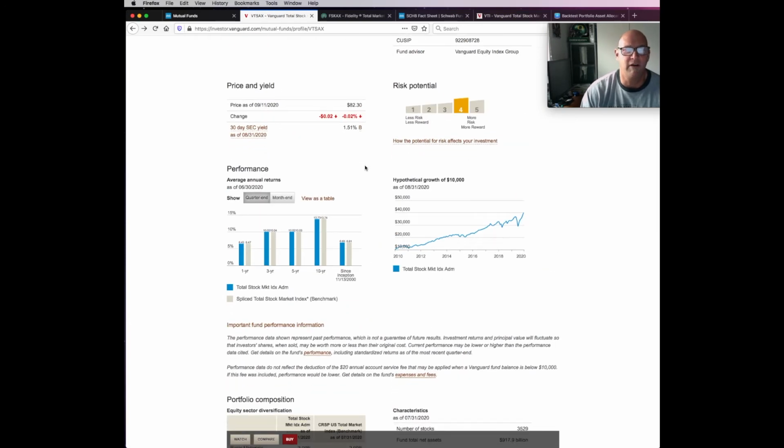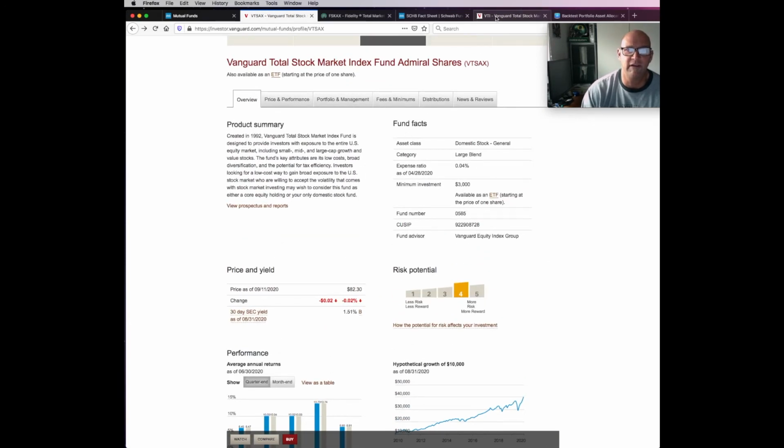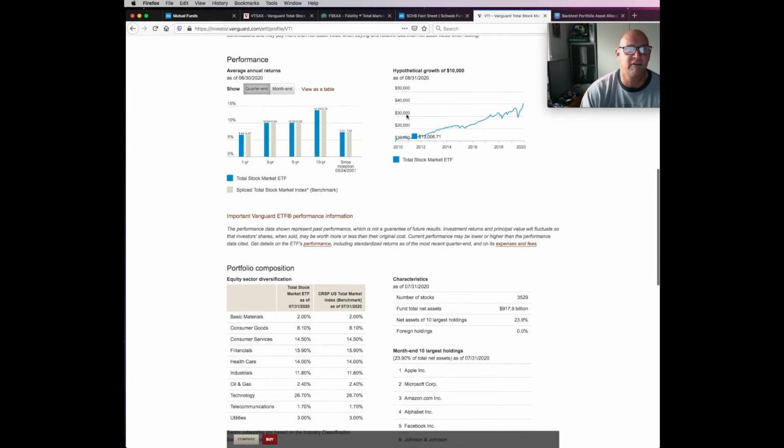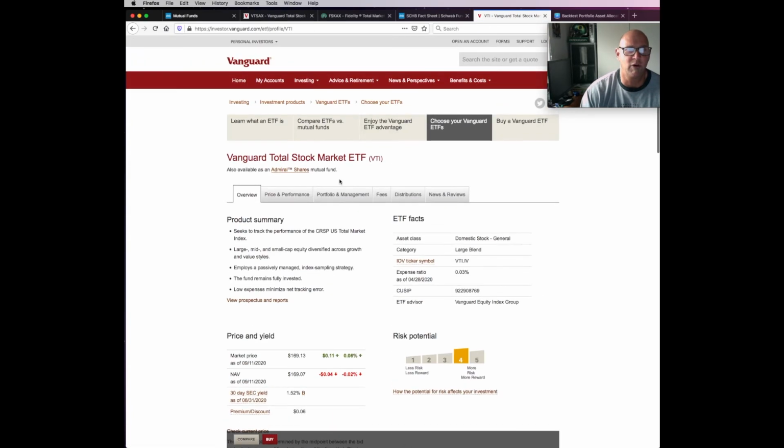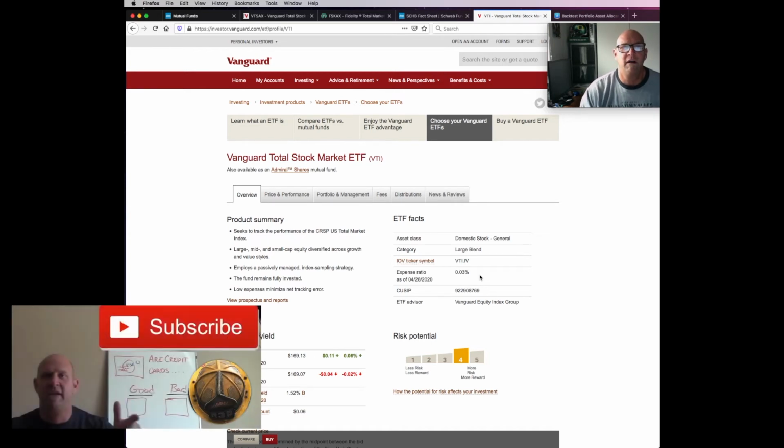So what if you want the ETF version of this? Well, Vanguard can help you with that. Vanguard has the Vanguard Total Stock Market ETF. That's ticker VTI. Exact same fund. And look, it even has a lower expense ratio, 0.03%. But you guys, it's exactly the same fund. And as I said, it's diversified. All of these funds are diversified across large, mid, and small cap. So you have your hands in all parts of the U.S. stock market.